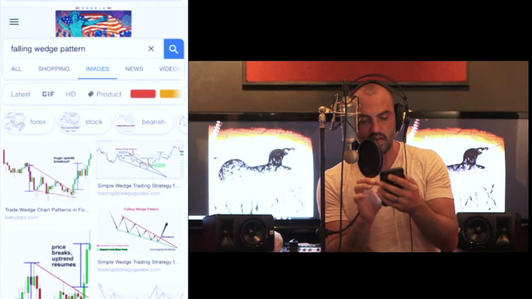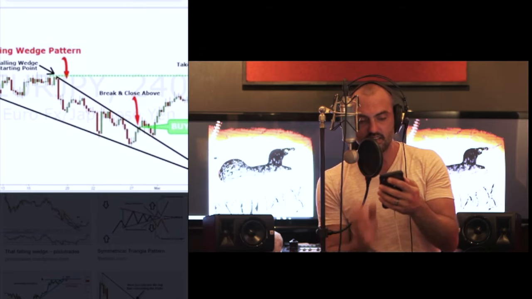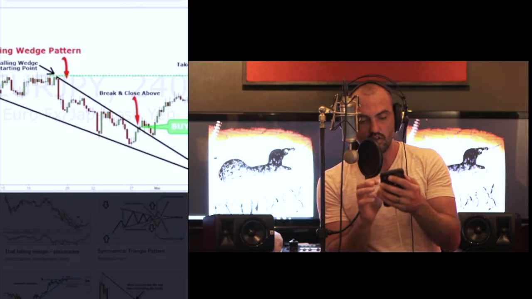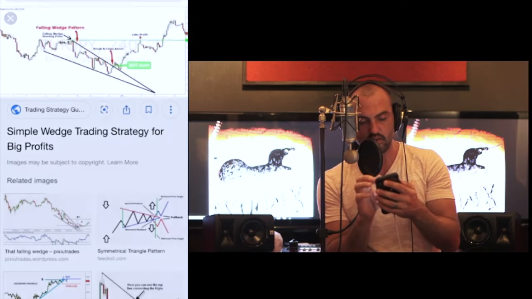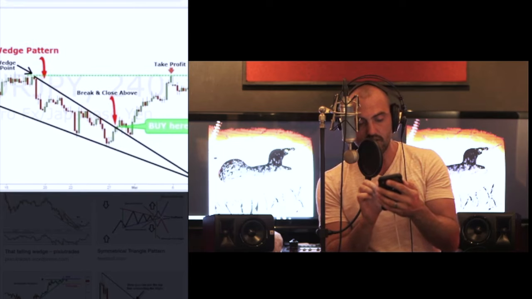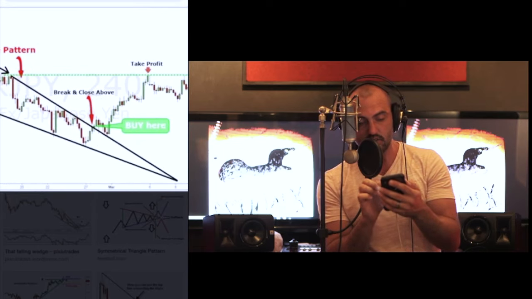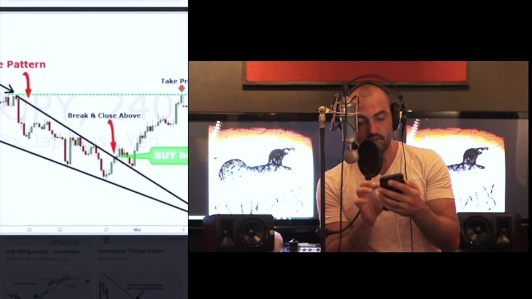Matter of fact, we don't even want that one. I like this one better. It's bigger, and look at that. So you have the falling wedge pattern. Okay. You got the falling wedge right there. We want to take a look. This is almost, but there you go. It says buy right there, and look what would happen. Look right there. Take profit right there. See what it's saying? Buy there, take profit right there.